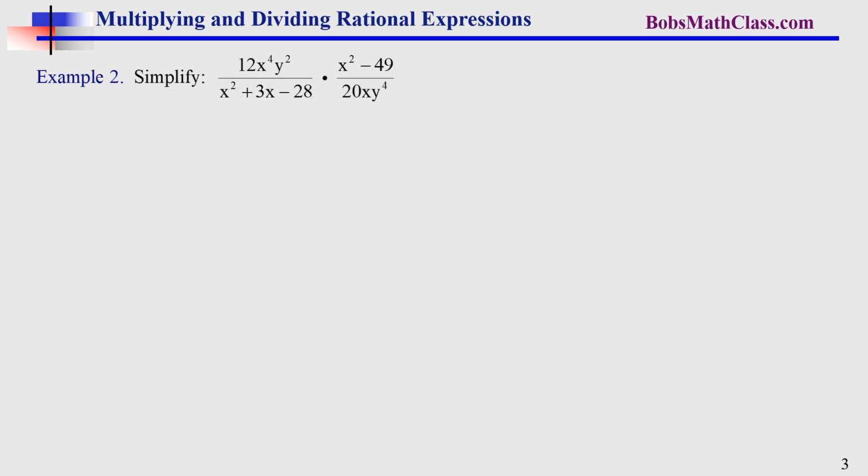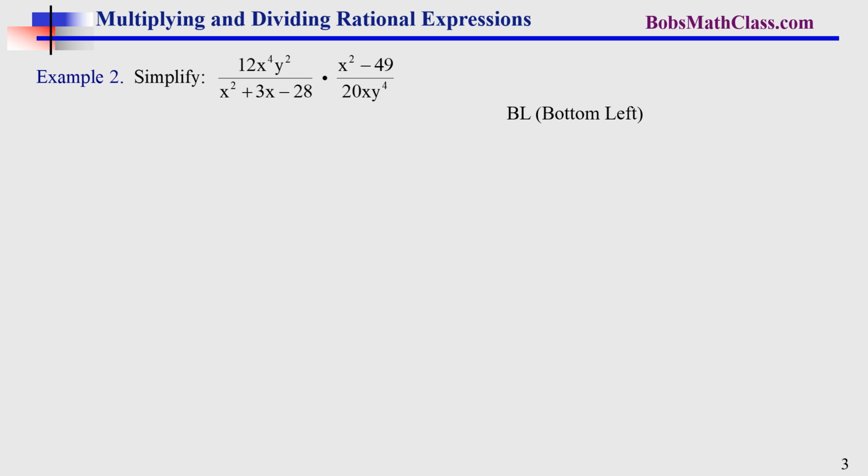Here's our next example. Notice that we do have two monomials again. The monomials are 12x to the fourth y squared and 20 x y to the fourth. But we also have a trinomial in the first fraction. The trinomial is three terms, x squared plus 3x minus 28. And in the second fraction, we have a binomial, x squared minus 49. So our first step is to factor the trinomial and the binomial.